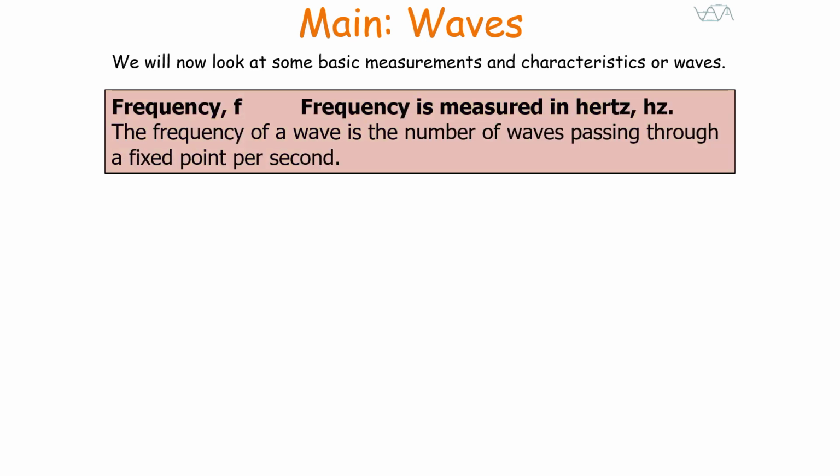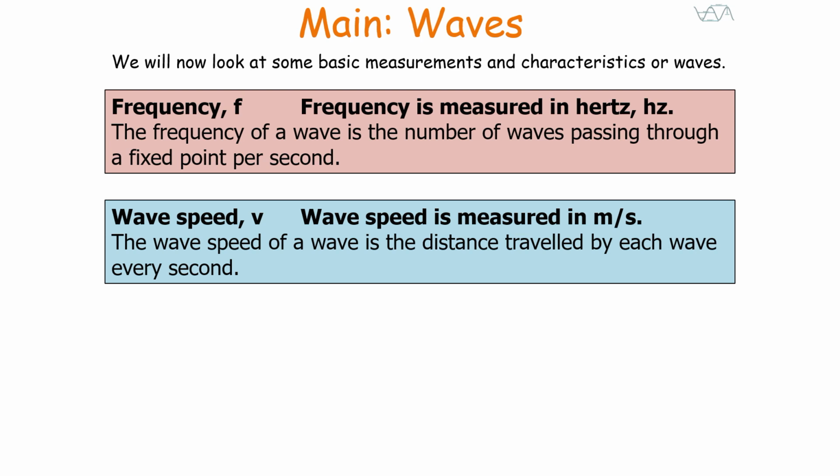We also have another term, which is the wave speed, which is the distance travelled by each wave every second, and is measured in meters per second, but it could also be thought of as the speed at which energy is transferred by a wave.